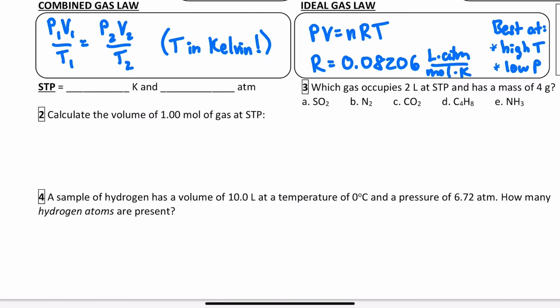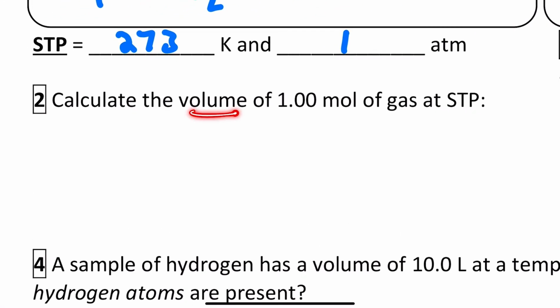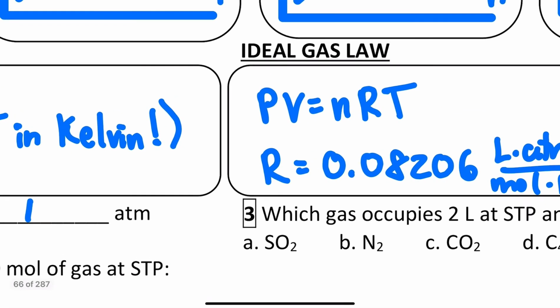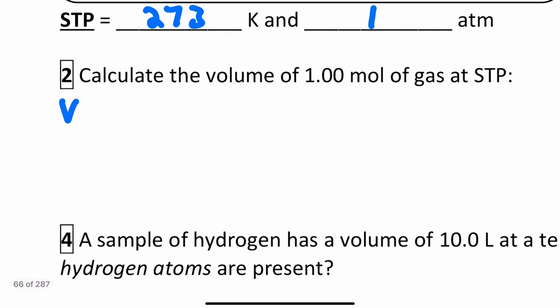First off, we need to know what standard temperature and pressure stands for. STP is standard temperature and pressure. That's defined as 0 Celsius or 273 Kelvin and 1 atm. And the first question here wants the volume of a mole of gas at STP. So I'm going to take my ideal gas law, PV equals nRT, and I'm going to rearrange and solve for V. If you do that, you should get V is equal to nRT divided by P. And I'm simply going to plug in my numbers.